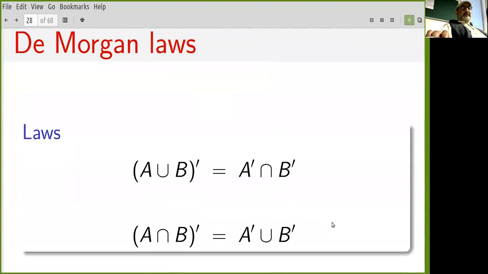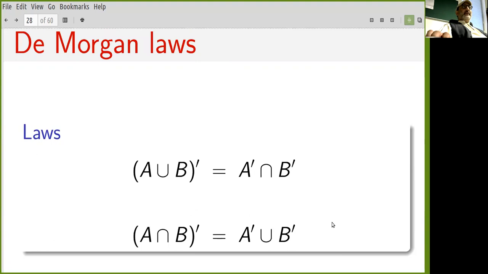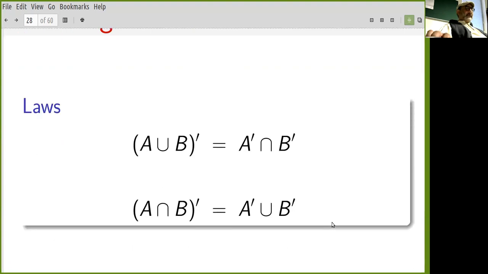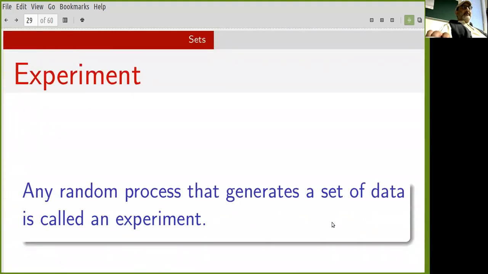And we have De Morgan laws. The complement of the union of A with B is the same as the intersection of A complement and B complement. And the complement of the intersection of A with B is the same as the union of the complement of A with the complement of B. So these are De Morgan's laws. We need these. Sometimes it's easier to find a probability associated with a set by first finding the probability associated with its complement. And a bit of terminology.